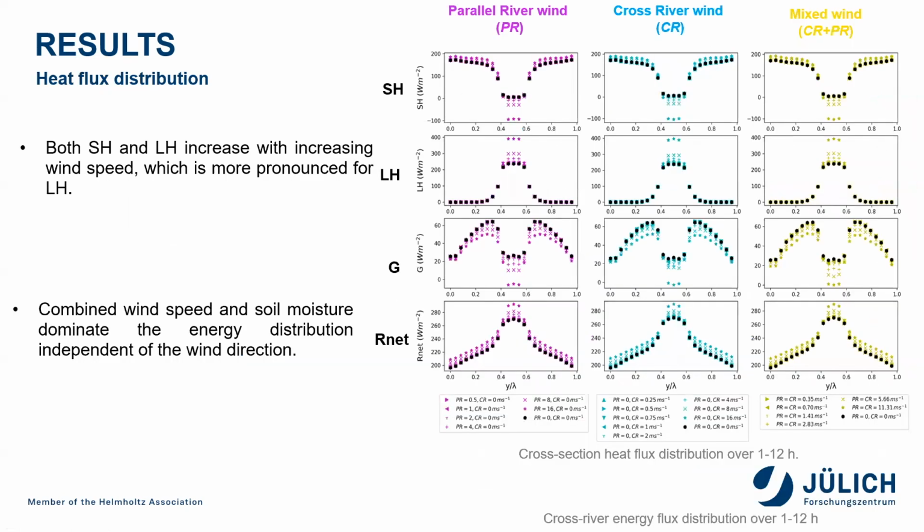This figure shows the cross-section heat flux distributions. It is clear that both sensible heat flux and latent heat flux increased with the increasing wind speed, which is more pronounced for the latent heat flux. We can see that combined wind speed and soil moisture dominate the energy distribution, which is independent of the wind direction.